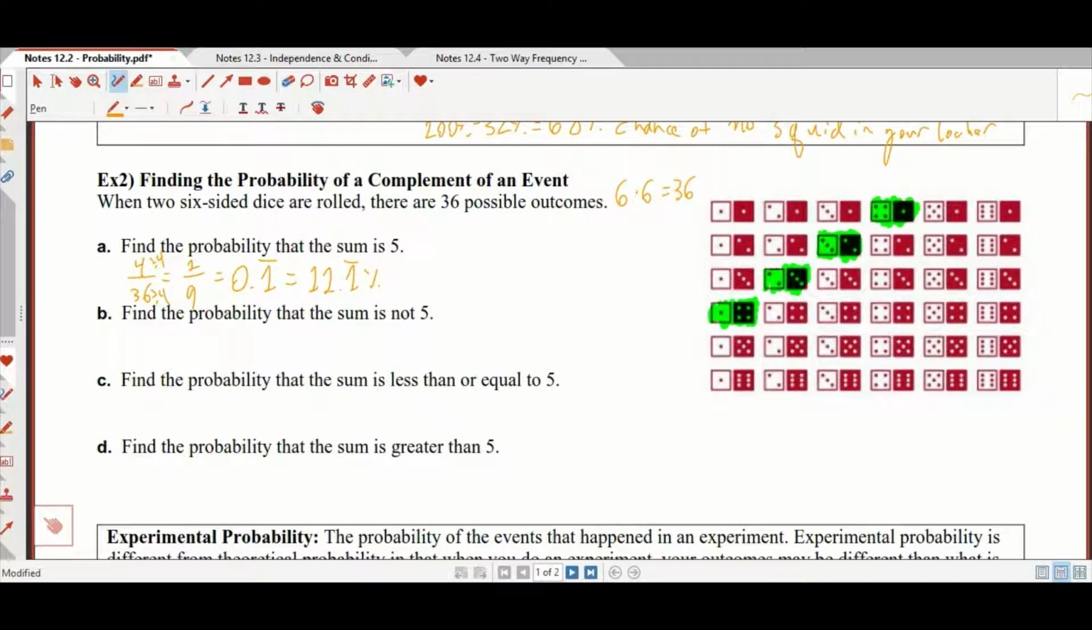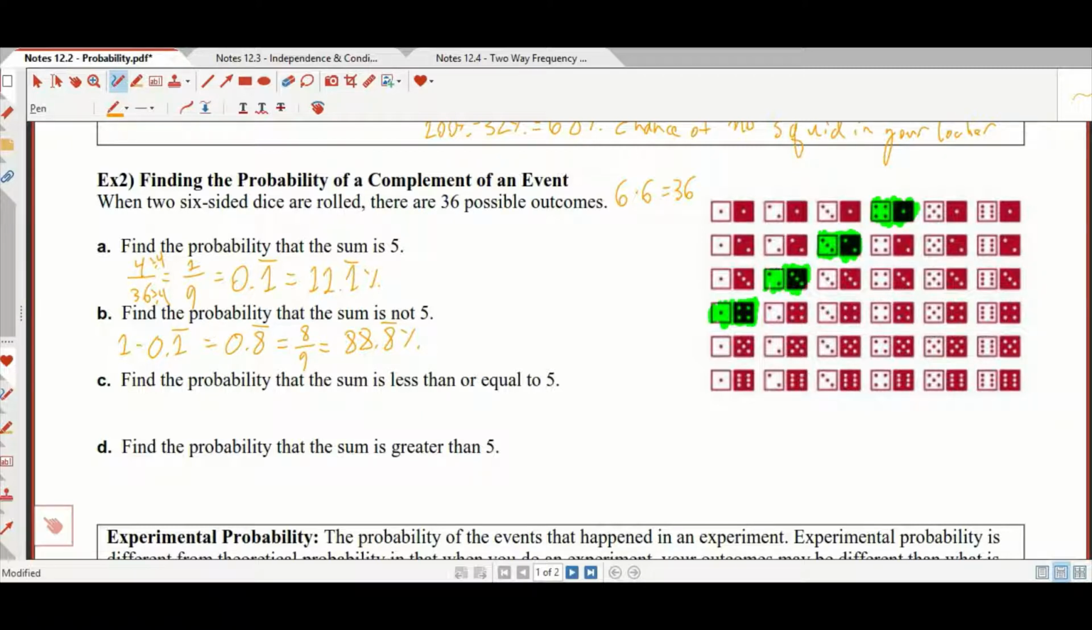So find the probability that the sum is not 5. Well, that would just be 1 minus 0.1 repeating, which I do in my calculator as 1 minus 0.111111111, and I just type ones until I get bored, which is 0.8 repeating. Which is, by the way, as a fraction, 8/9, and that is 88.8 repeating percent. So we get a much better chance of getting something that's not going to add up to 5.